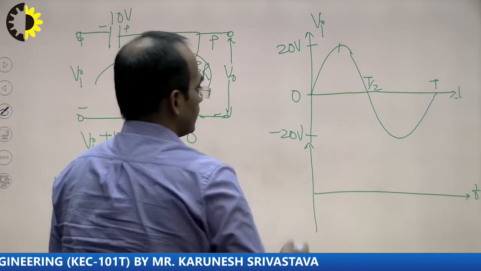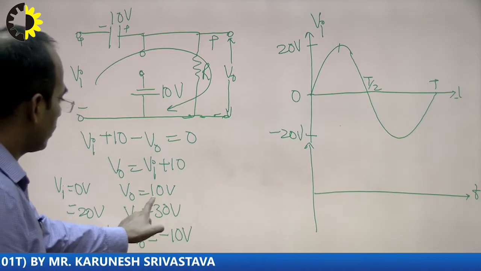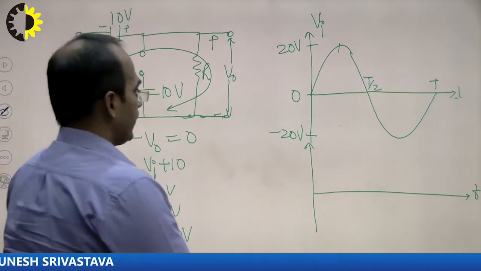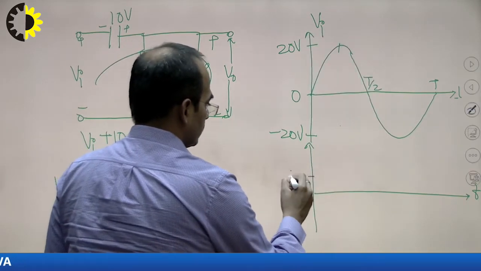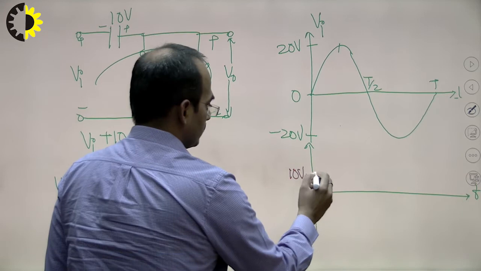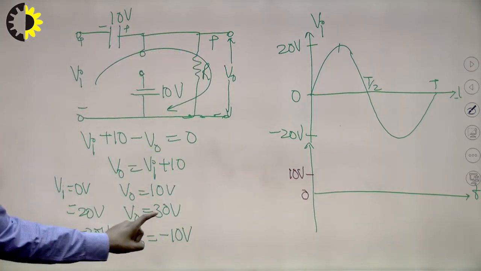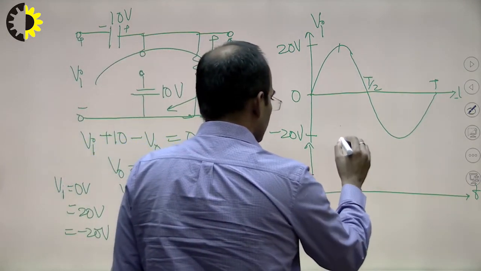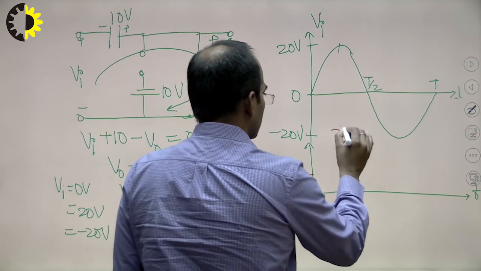At Vi equal to 0 volt, what are we getting at the output? We are getting 10 volt at the output. When Vi is equal to 20 volt, V naught is equal to 30 volt. So this input has been shifted to, suppose, this is 30 volt.